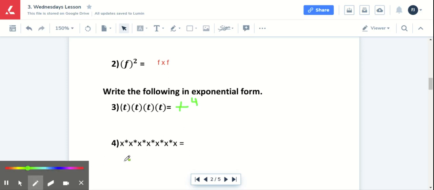Number 4, we know that our base is x. And we're going to multiply x by itself how many times? 1, 2, 3, 4, 5, 6, 7. So our answer is x to the 7th power.